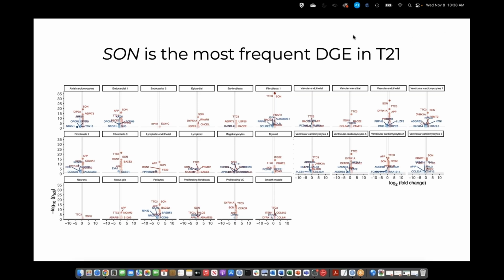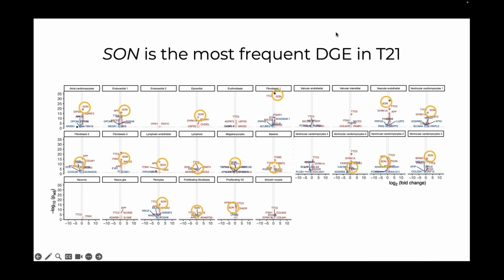What we find is that there is this sort of suspicious player, SUN, which is a gene located on chromosome 21. So it might be expected to play a role within Down syndrome, but among the 26 cell types, SUN is the gene that is differentially expressed most frequently within the cell types.